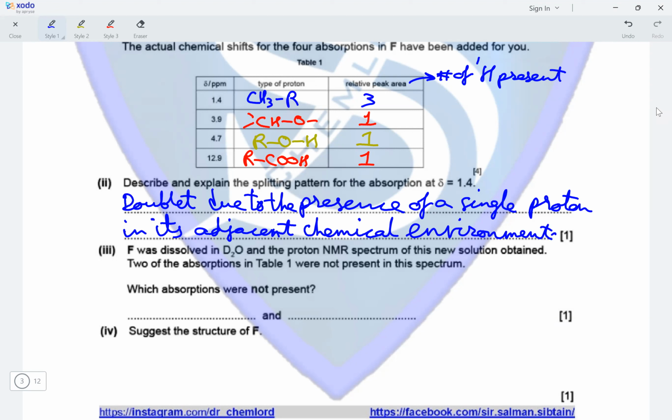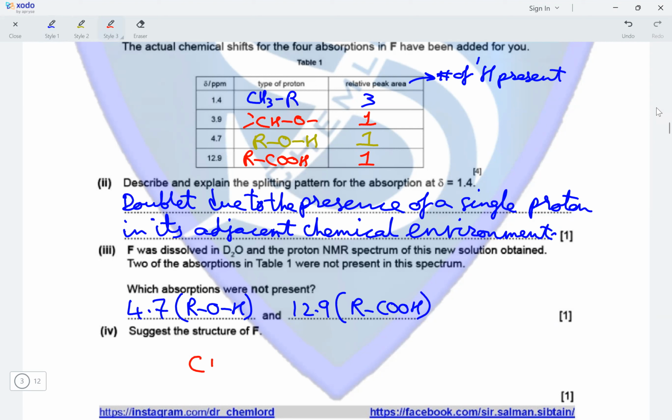F was dissolved in D2O and the proton NMR spectrum of this new solution obtained. Two of the absorptions in Table 1 were not present in this spectrum. Which absorptions were not present? So the absorption at 4.7 belonging to the alcohol group and the absorption at 12.9 belonging to the carboxylic group disappeared on addition of D2O. Suggest a structure of F.